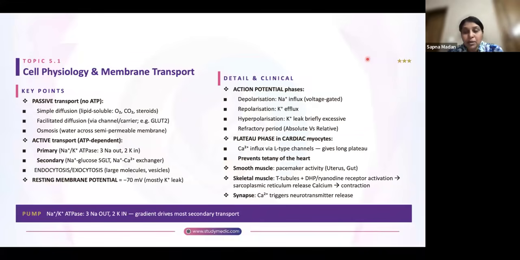So all in all, one very important point over here is that the sodium potassium pump has 3 sodium going out and 2 potassium coming in. And this gradient is what is going to drive most of the secondary transport.